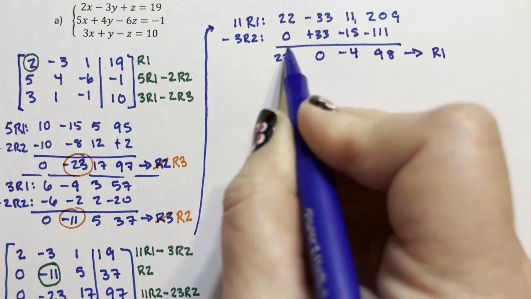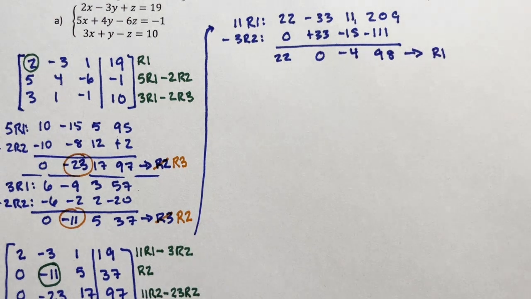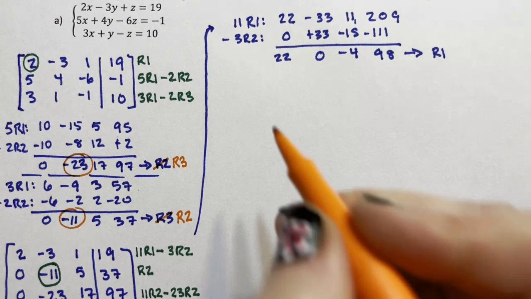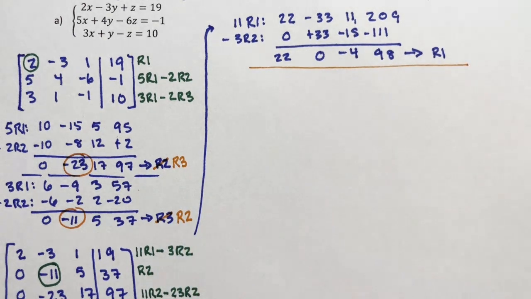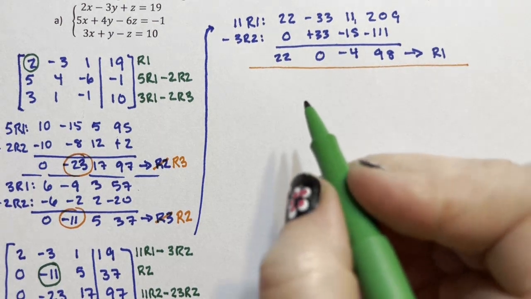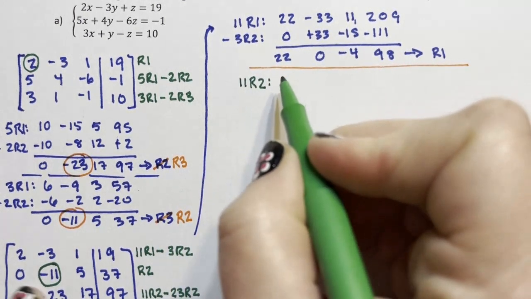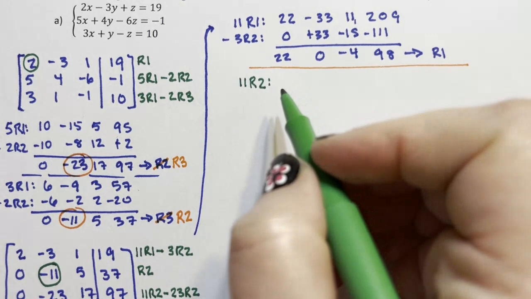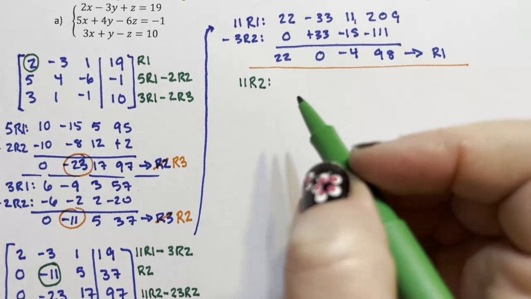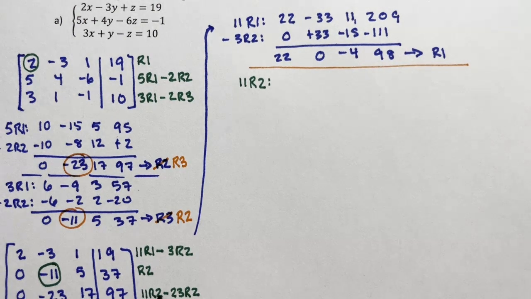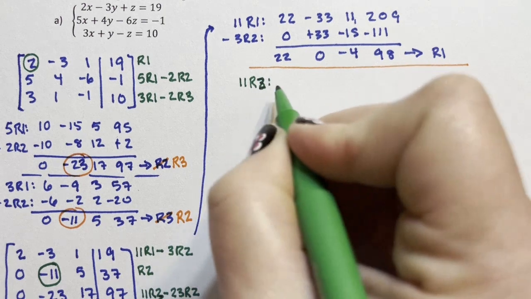Notice that's not a 1 or a 2. Again, I care about my zeros. Zeros are what I care about. So that's all fine. I wonder if this would be easier to read if I changed colors at this point. Okay. Next, I'm going to do 11 times row 2. Sorry, this should be a 3. Okay, 11 times row 3 is 0.